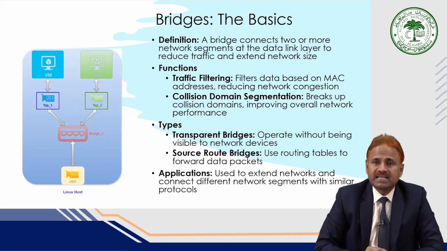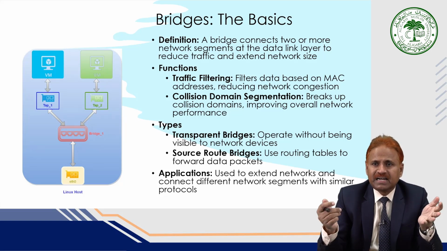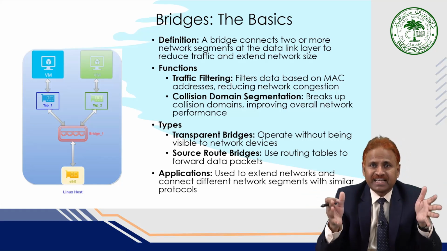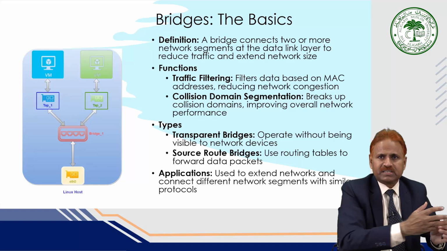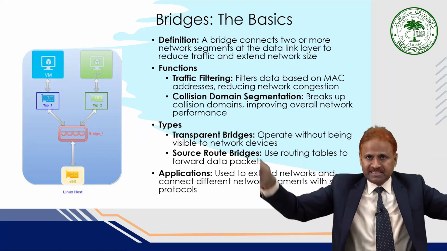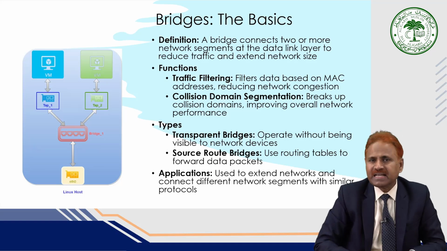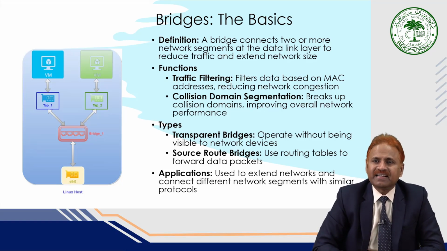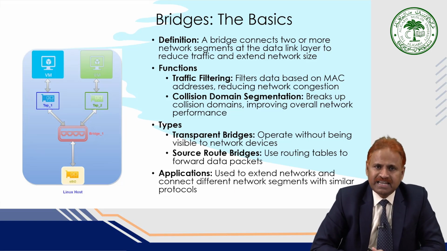Another important device is known as a bridge. A bridge, as the name suggests, acts as a bridge to connect two or more network segments of the same network. Say, for example, one network is there, you have another network, and you want to connect them to make a single network. Then the device used to connect these two networks is known as a bridge. So a bridge connects two or more network segments at the data link layer to reduce traffic and extend network size. So what are the functions?